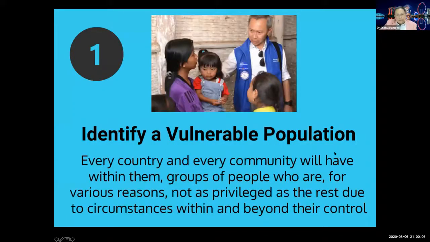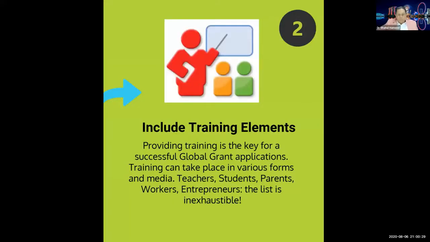If you want your program to be successful, identify a vulnerable population. Every country, even in Singapore, anywhere you are, there are groups that need help. These people, for some reason or other, are not as privileged as the rest of us. So if you can identify them and do something for them, that'll be a great start for your project. Your global grant must have training elements. If it doesn't, think about it and see how you can include training elements.